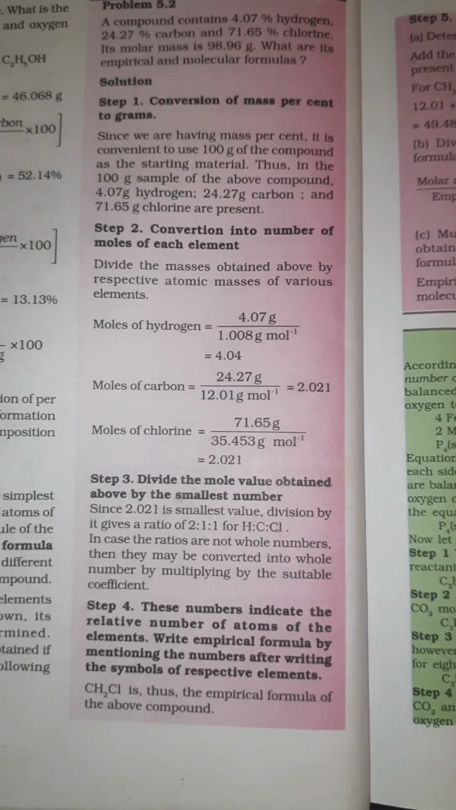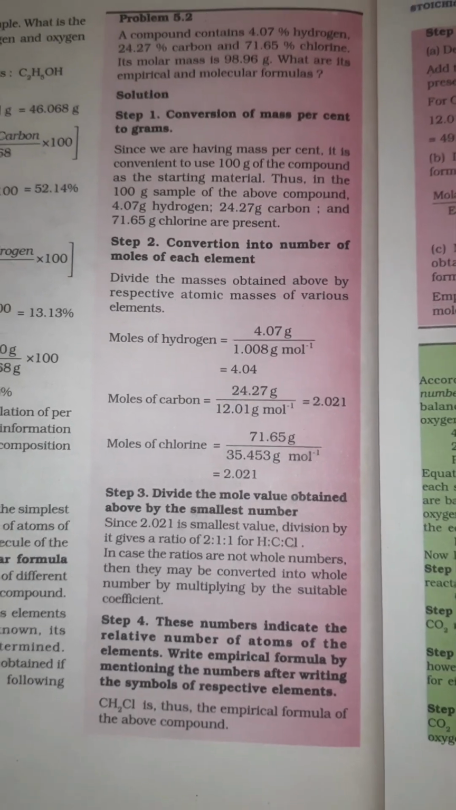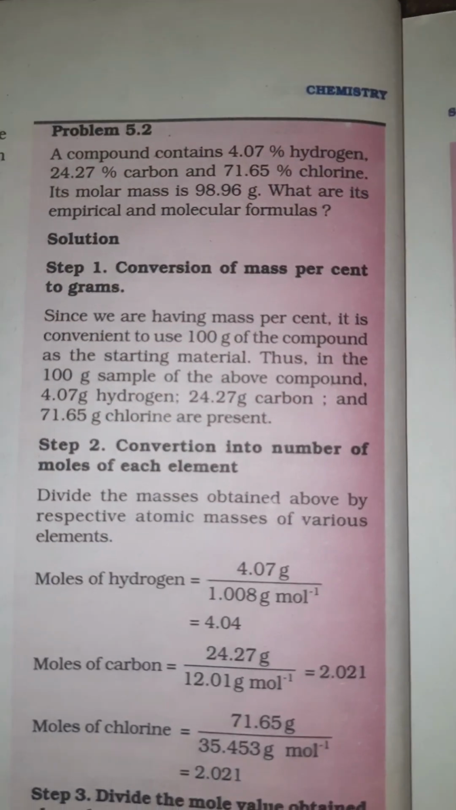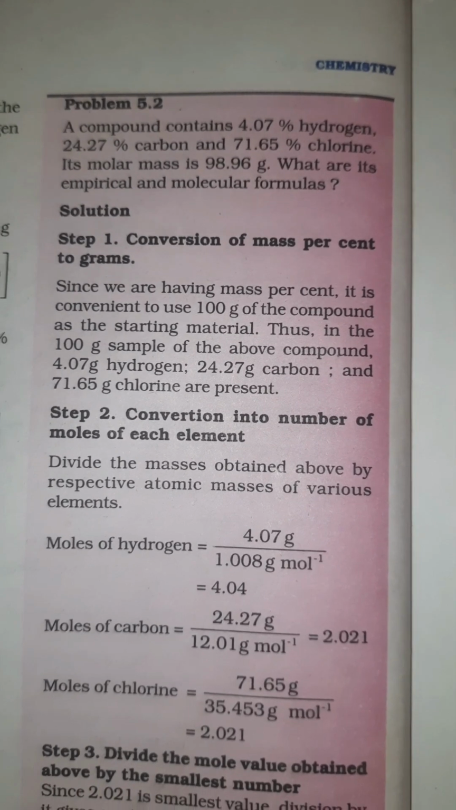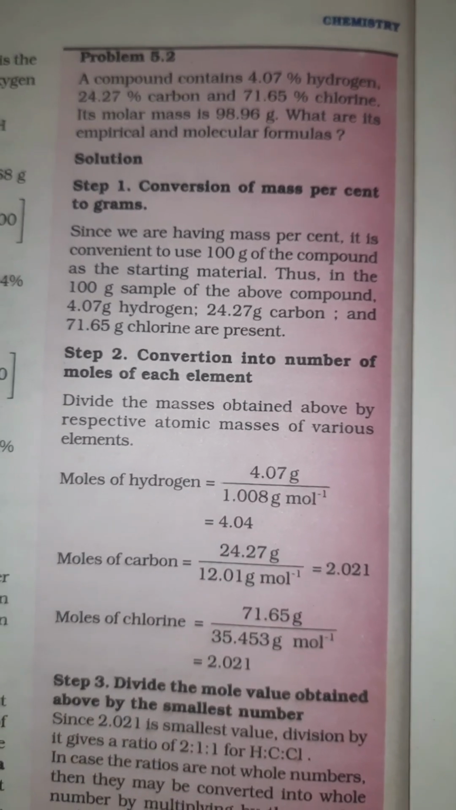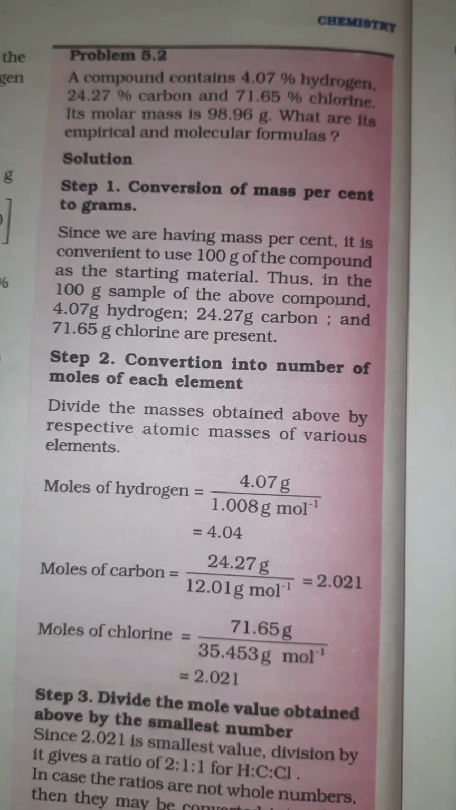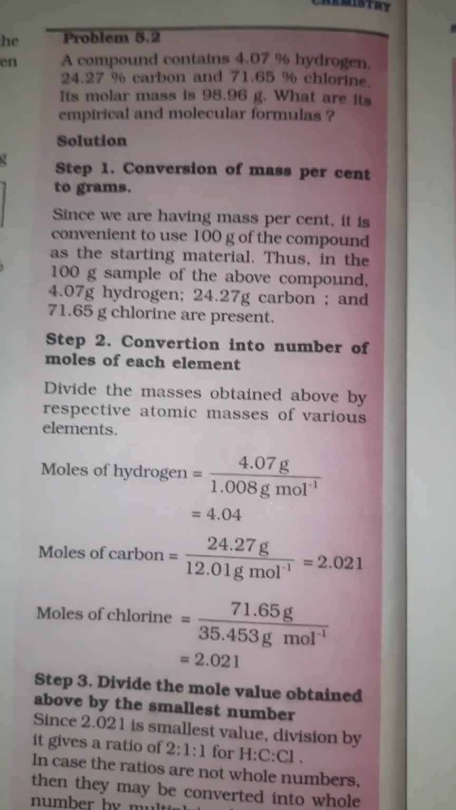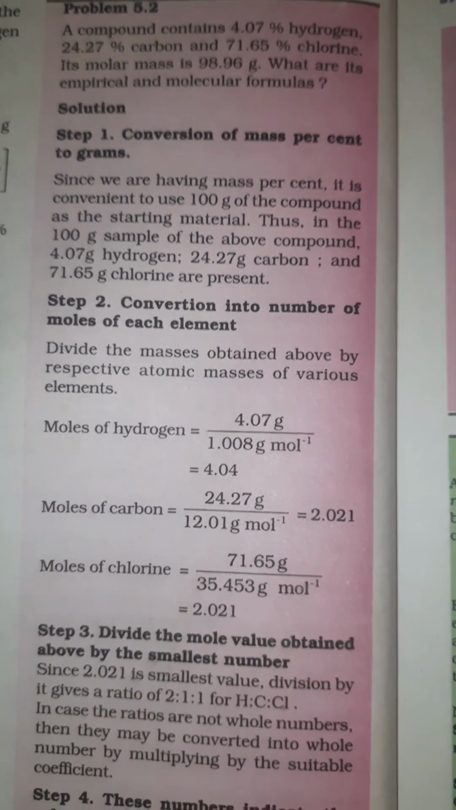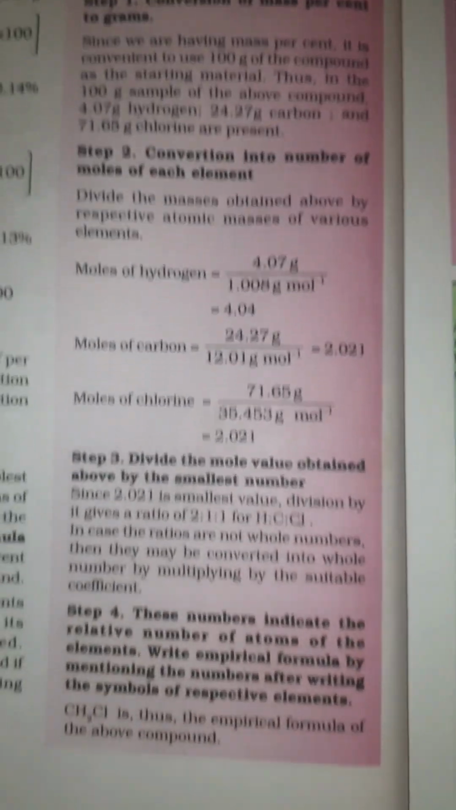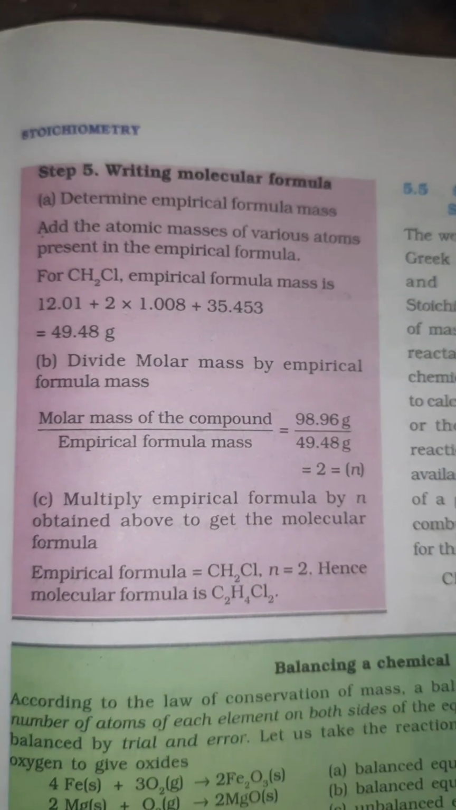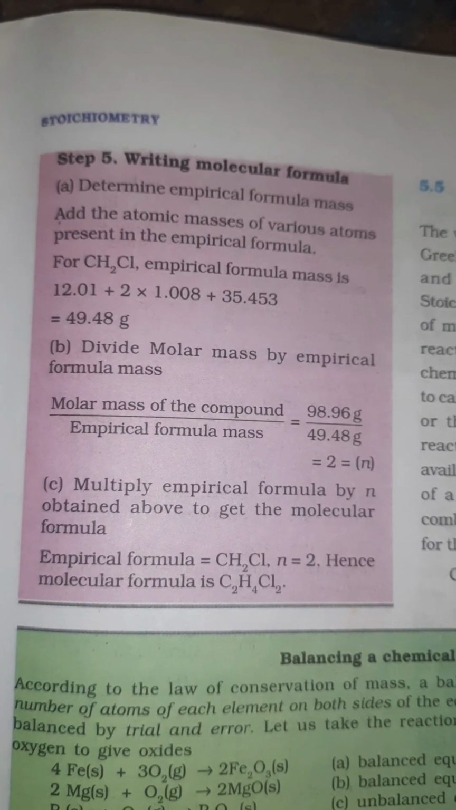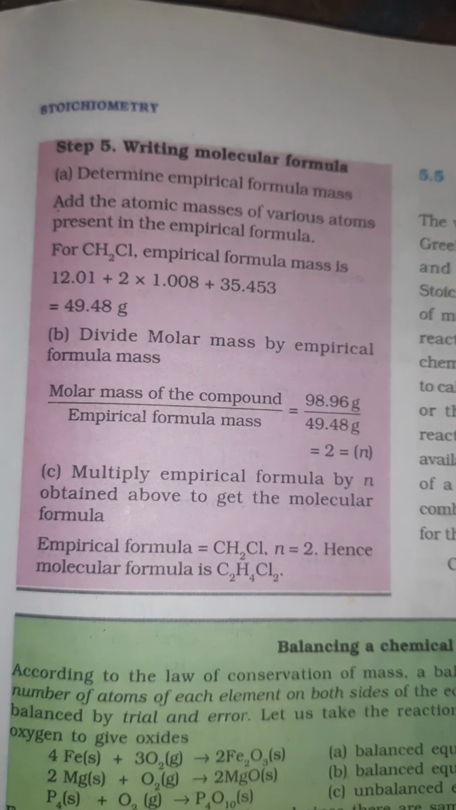This is 5.2, find the empirical formula. The problem given is: a compound contains 4.07% nitrogen, 24.27% carbon, 71.65% chlorine. How to find the molar mass is given here. Step 1, step 2, step 3, step 4, step 5, five steps. After that we can get the empirical formula.